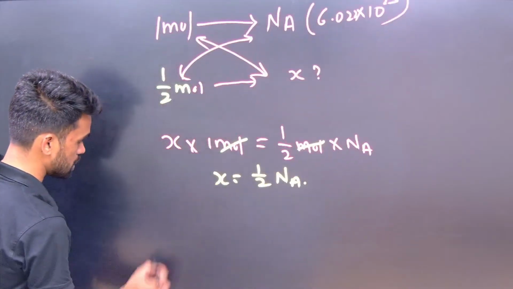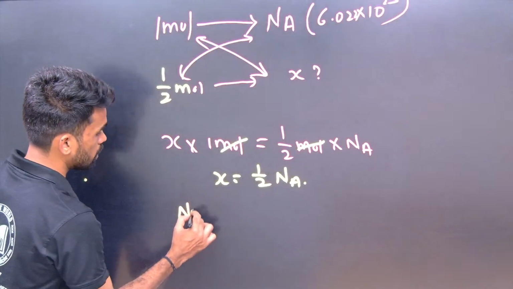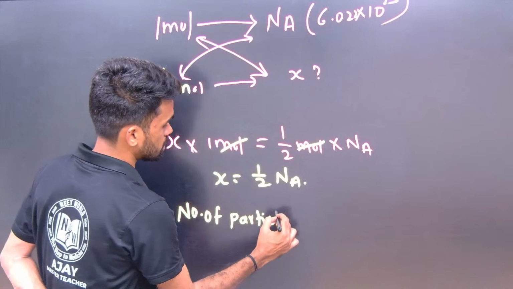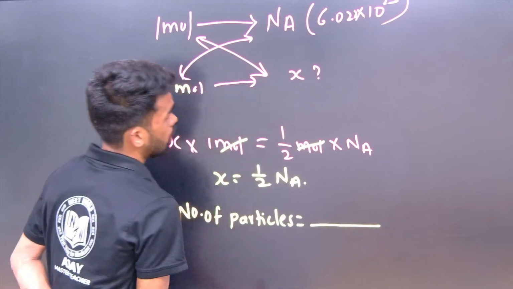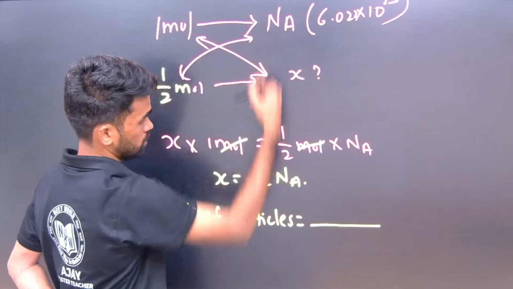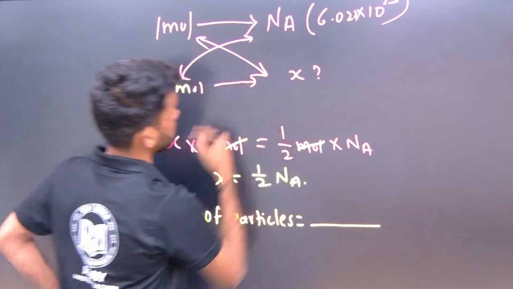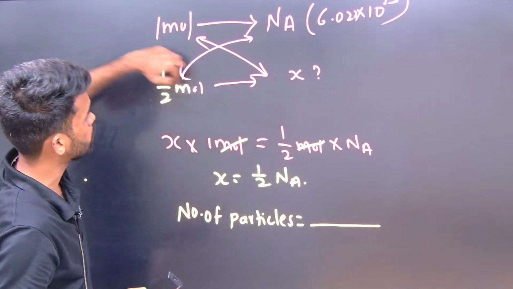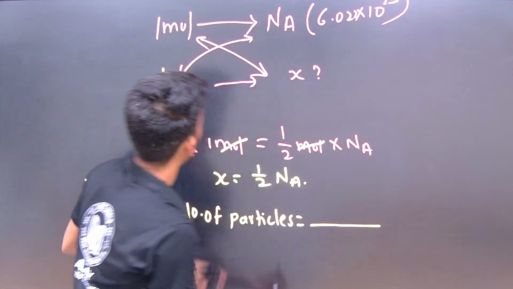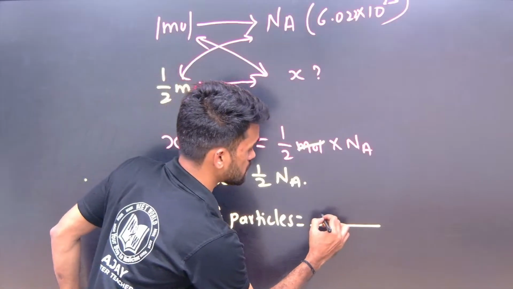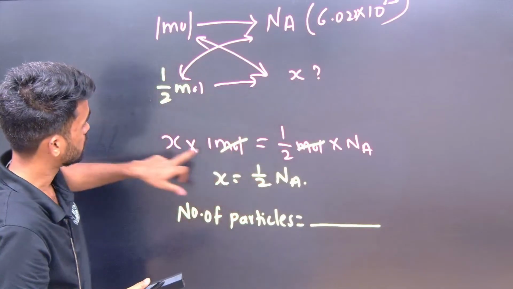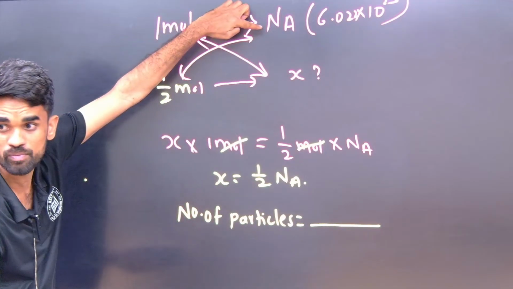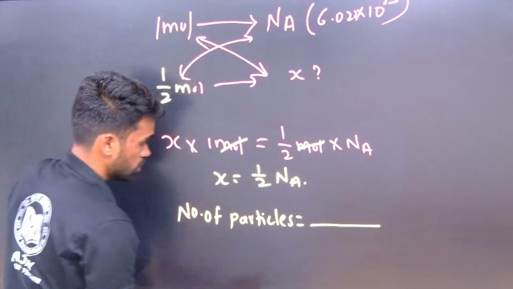Number of particles or entities equals to, see what you got here, you are multiplying these things. See, number of moles, see here what you did. So 1 mole means you have multiplied with this, and half number of moles into Avogadro.